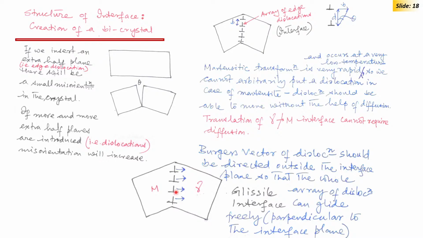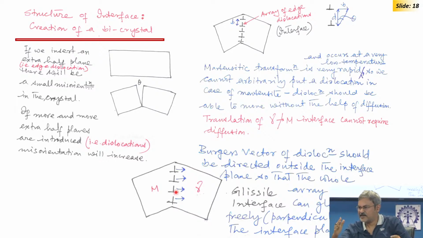Now, how would the interface move? The interface has to be mobile. So, all these dislocations lying on the interface should be able to move. They have to be glissile. The interface and all the interface dislocations have to be glissile. Then only this part is like this and this part is like this. So, the interface would move and you will get martensite on this side, more and more martensite.